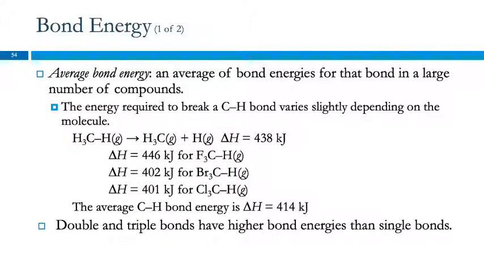Now, why some are less and some are higher is a subject for a different part of chemistry. But we look at the average, and so the average carbon-hydrogen bond energy is 414 kilojoules. And so they're going to average the carbon-hydrogen bond energies from a bunch of different compounds. Double and triple bonds have higher bond energies. Kind of makes sense, because you have 2 bonds to break, it's going to require more energy.